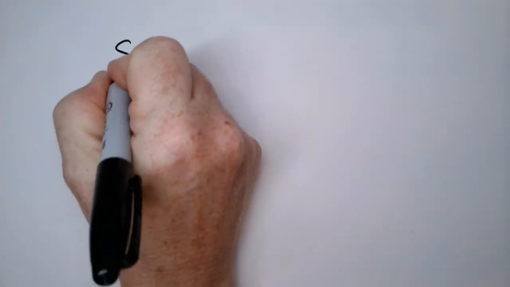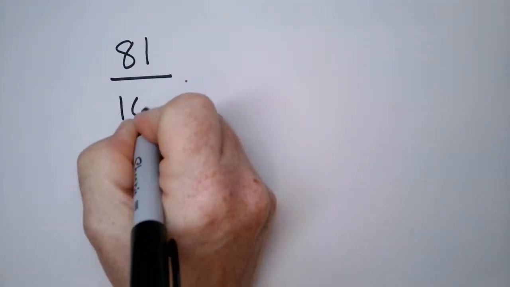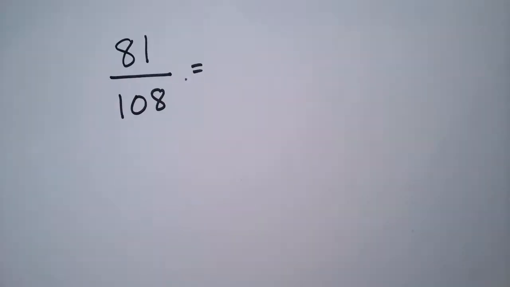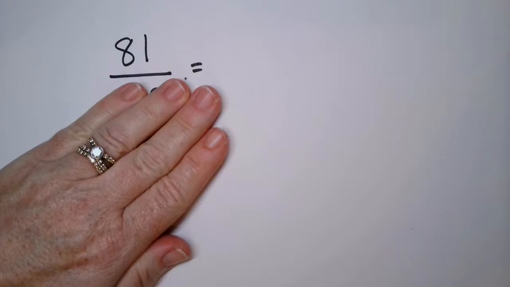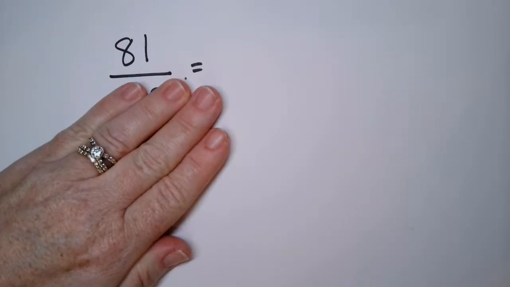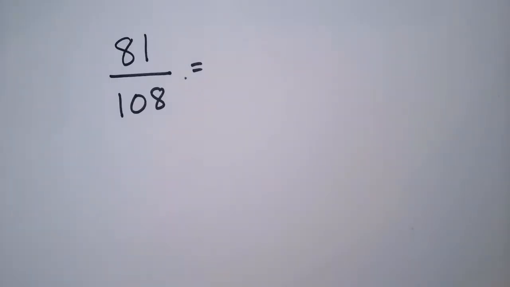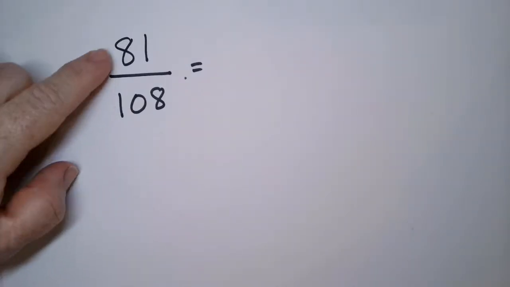81 over 108. Okay. When you see this one, what number just pops out off the page to you? What number are you thinking of? When you see 81, what number are you thinking of? Yeah, is it a 9? Good. Okay. So tell me, how can we break apart these numbers?